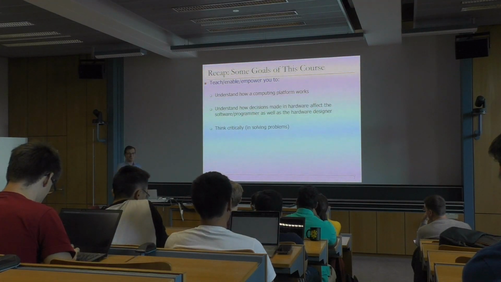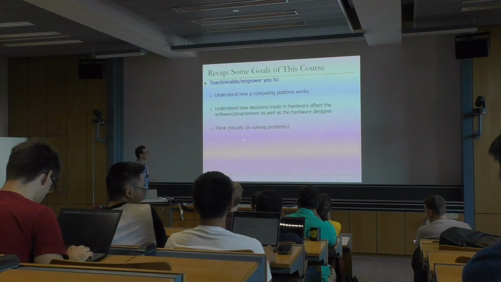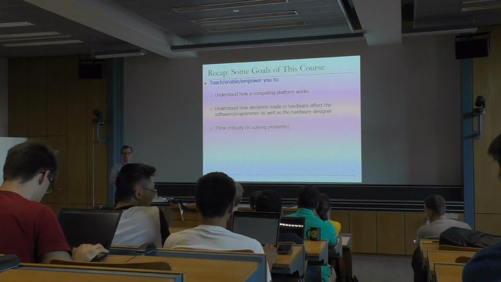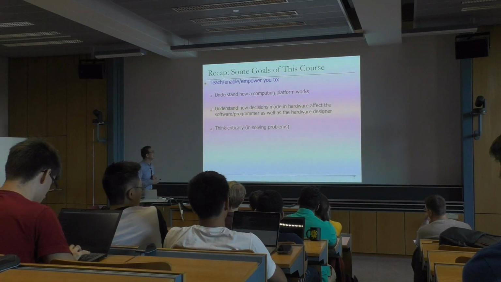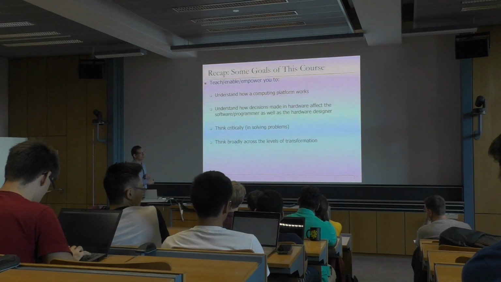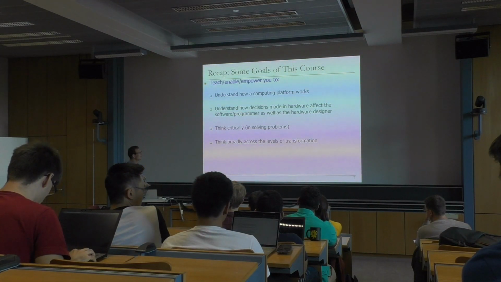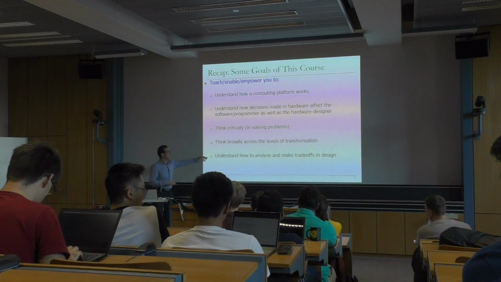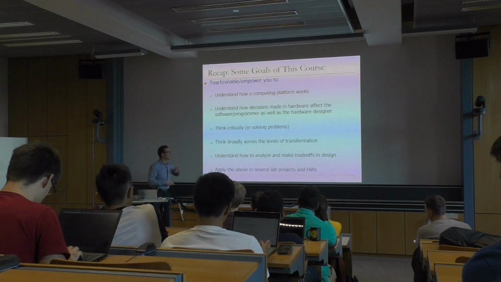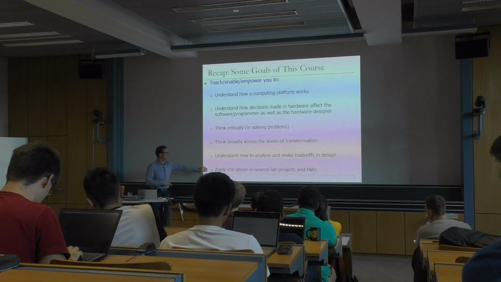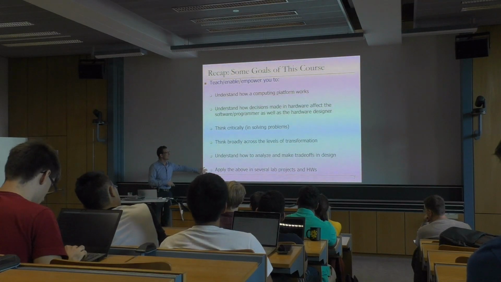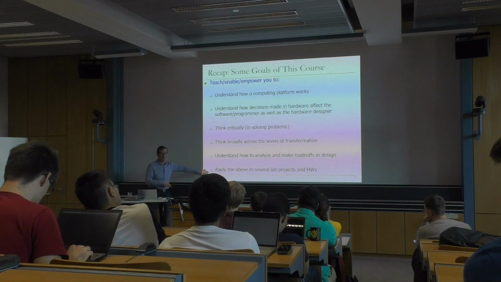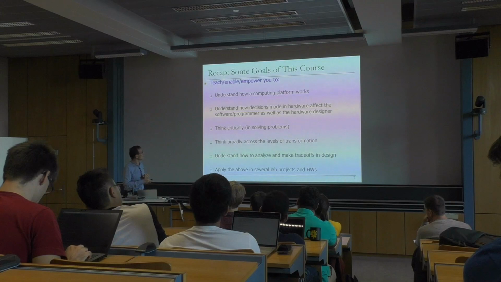Think critically. I think this is, if you don't get anything else out of this course, if you get this one, I think this is going to be useful for your entire life, because I think whatever you do, thinking critically will enable you to do something bigger. And I think hopefully you can think broadly across the levels of transformation that we've been thinking of. And hopefully you can better analyze and make trade-offs in design. And this is basically what we will do. You'll apply this, hopefully all of this, in several lab projects and homeworks, and hopefully during the class as well.